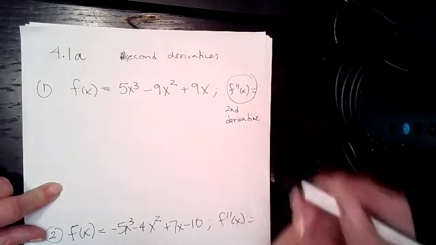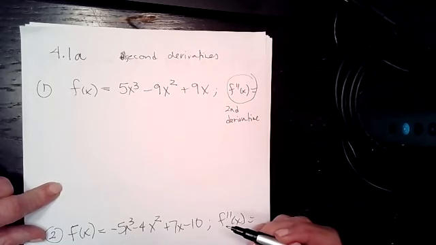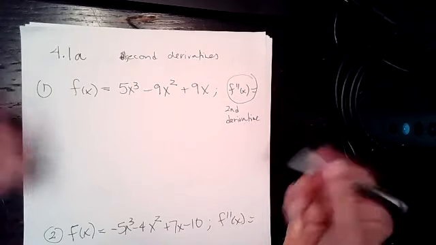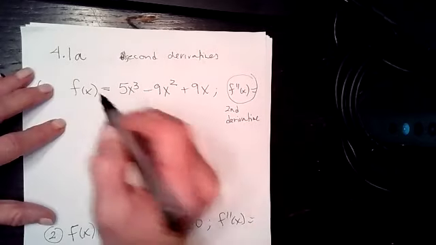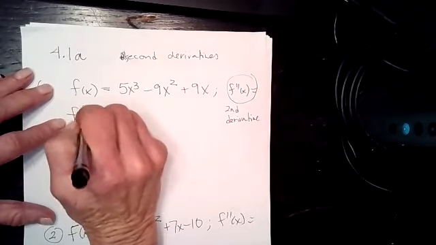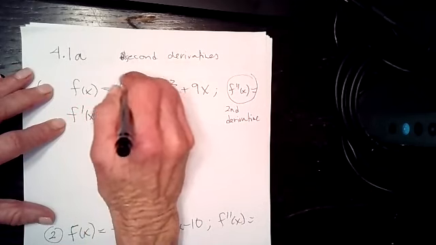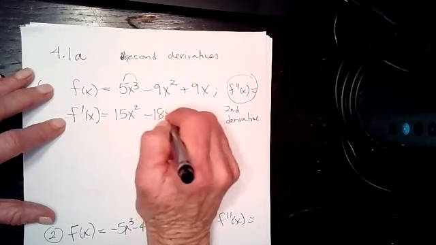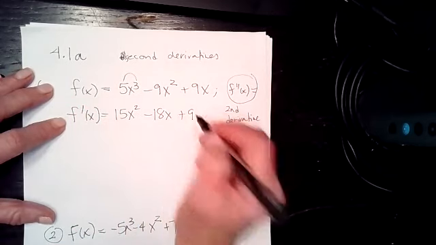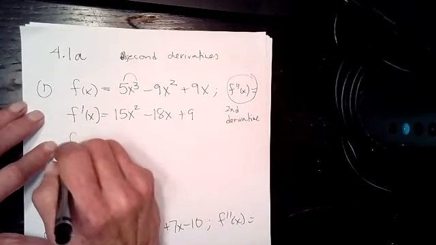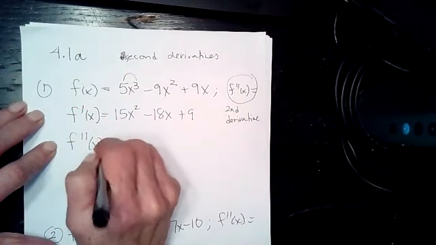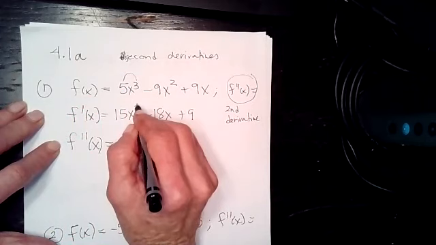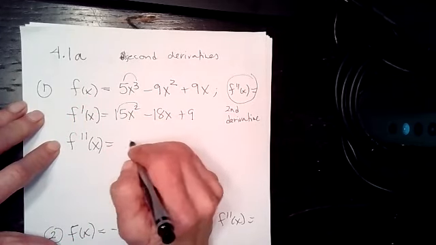It's kind of self-explanatory, because to find the second derivative you have to find the first, and these first couple are just polynomials. So what is f prime of x? It's 15x squared minus 18x plus 9. And then the second derivative is just the derivative of the derivative. So that is 30x minus 18.